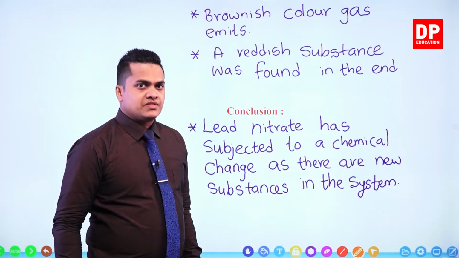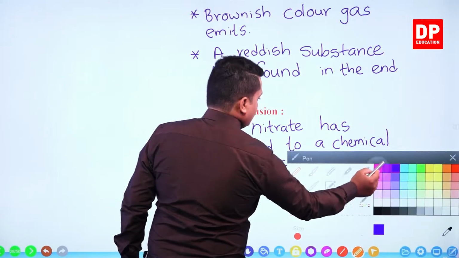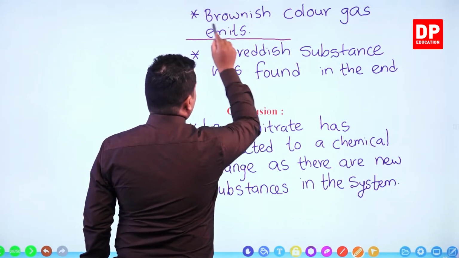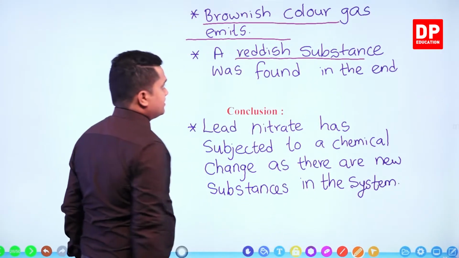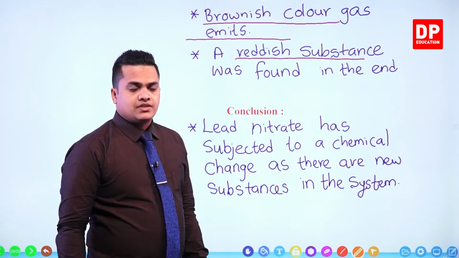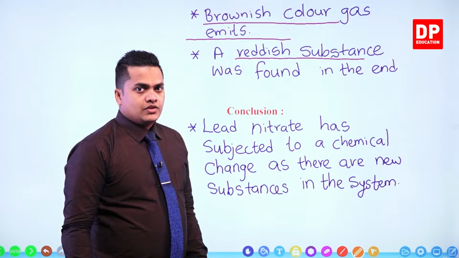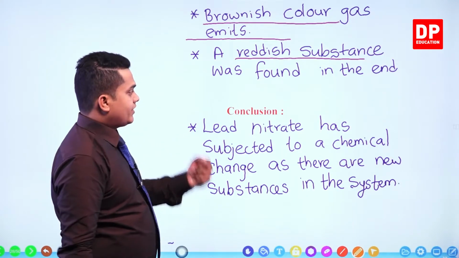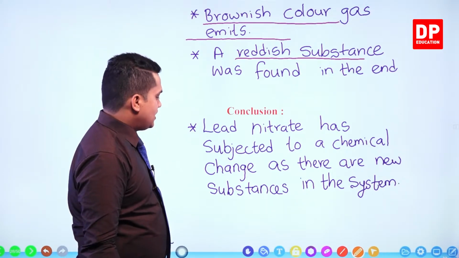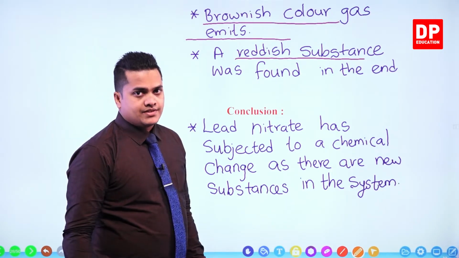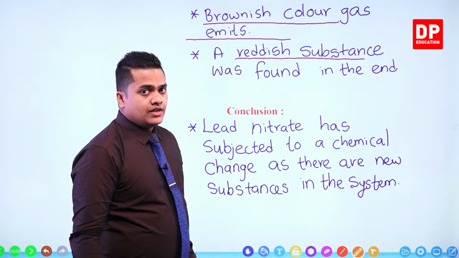So there were new substances in the system. You can see in here there are two new substances, a brownish color gas and a reddish color substance. So there are two new substances created from lead nitrate. Okay, so we can say that finally lead nitrate has subjected to a chemical change as there are new substances in the system, right?